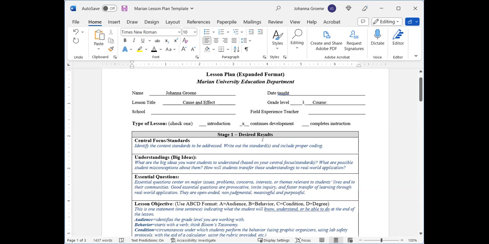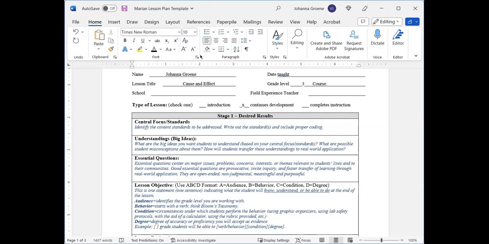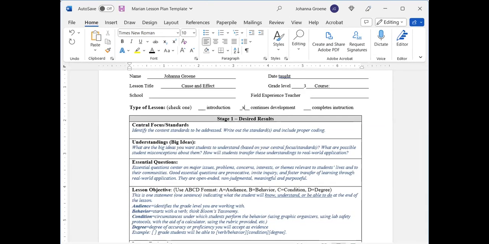And this time I'm going to be introducing scientific informational text. So I'm going to say, like, we've been working on this in social studies, and now we're going to take a look at cause and effect in science using informational text.